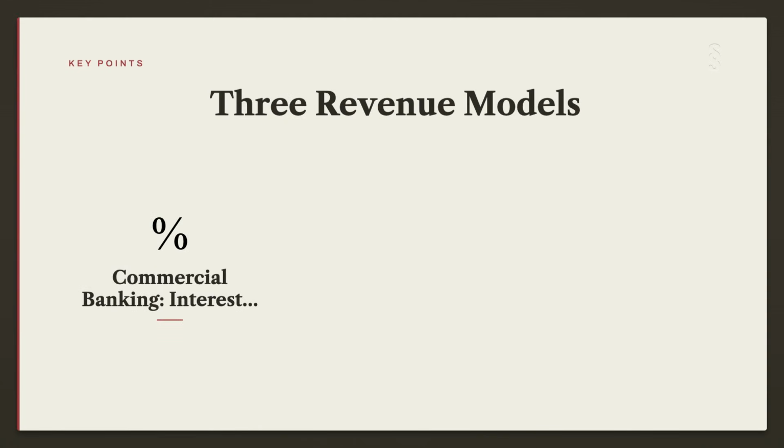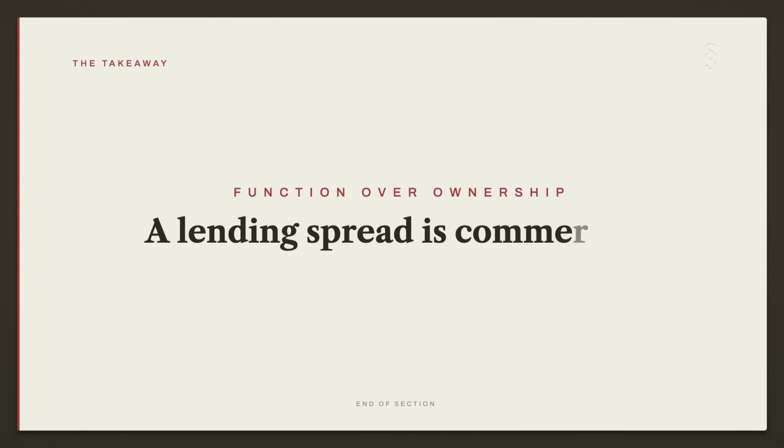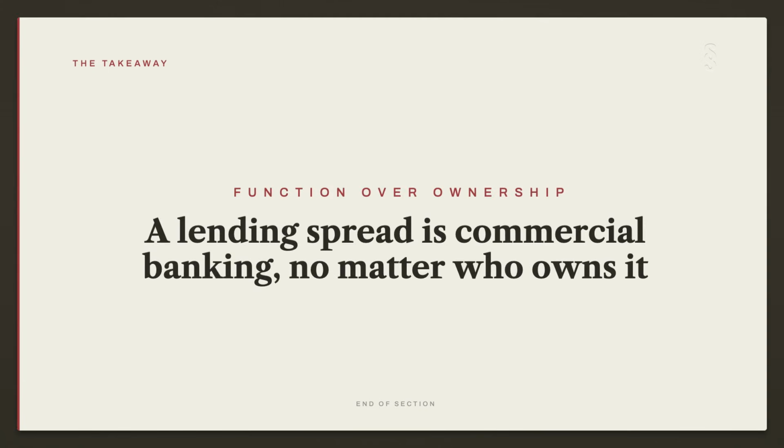This is also the key to telling the three sectors apart. Commercial banking earns an interest spread from consumers and businesses. Investment banking earns underwriting, advisory, and trading fees from corporations and institutions. Wealth management earns fees on assets under management from individuals. Function and revenue model classify a business, not its corporate parent. If the profit comes from a spread between two interest rates, that's commercial banking, even inside a giant financial holding company.